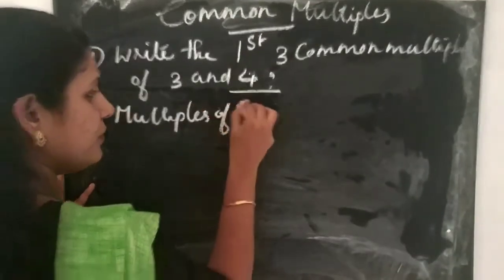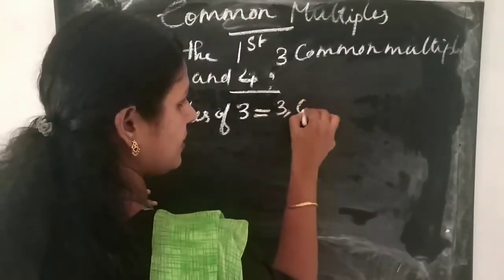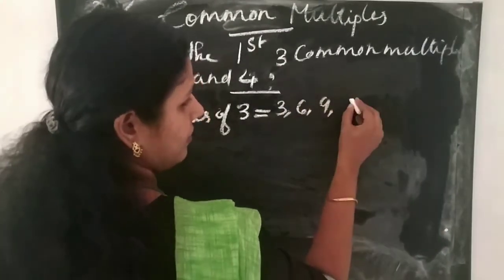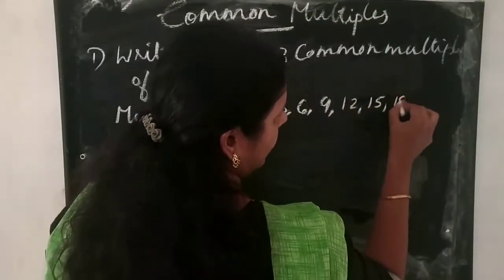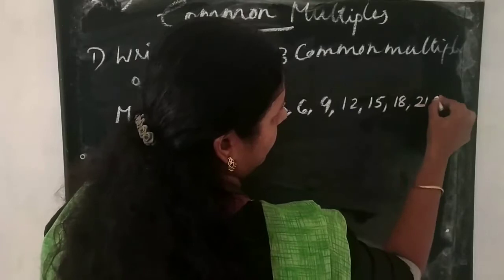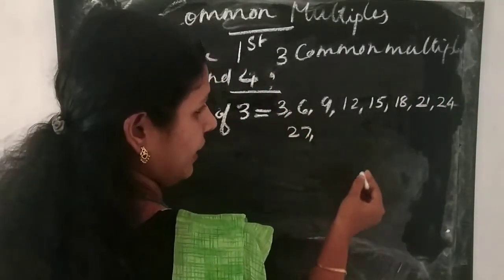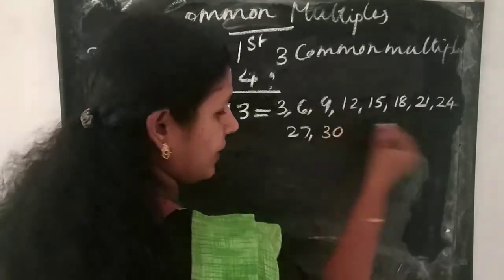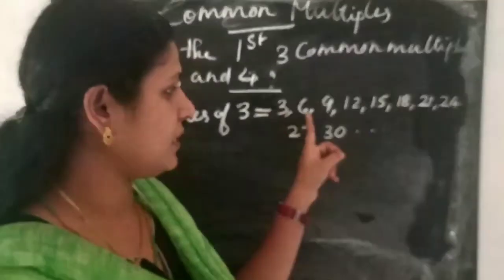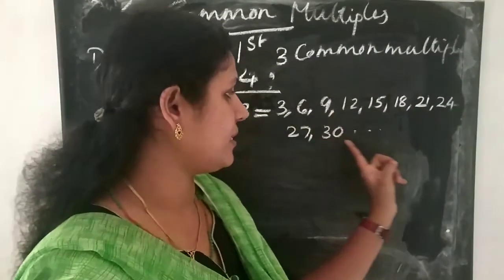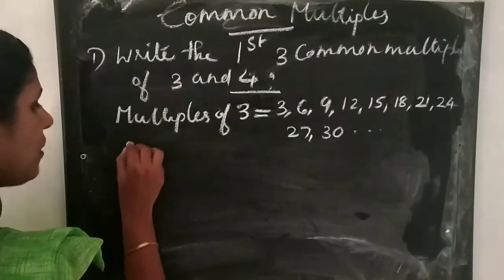Multiples of 3. Multiples of 3 is what? That is 3, 6, 9, 12, 15, then 18, 21, 24, 27, then 30, and so on. One 3 is 3, two 3s are 6, like that. We just write numbers like this.